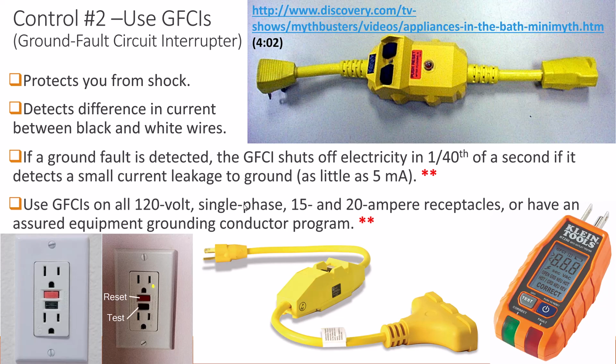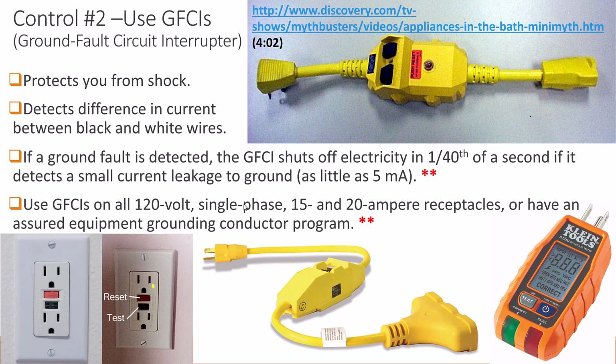Now, the electrical outlets on the bottom left. And here on this page, I've got a couple of things in asterisk forms. I've actually talked about a couple of these things. So let's go look at that third bullet. It says, if a ground fault is detected, this is a testable point, the GFCI shuts off the electricity in 1/40th of a second. I mentioned that already. If it detects a small current leakage of as little as 5 milliamps. So those are a couple of numbers to know about that.